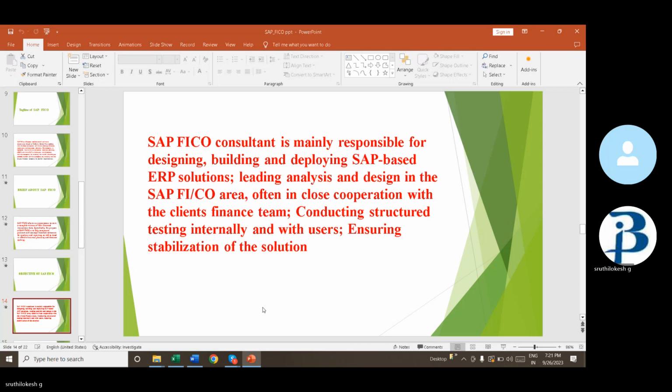I have a question here. The SAP FICO consultant is mainly responsible for designing, as mentioned here, right? Is this SAP FICO consultant an end user or an SAP analyst? End user, ma'am. The SAP FICO consultant is nothing but the end user, right? Yes, ma'am.